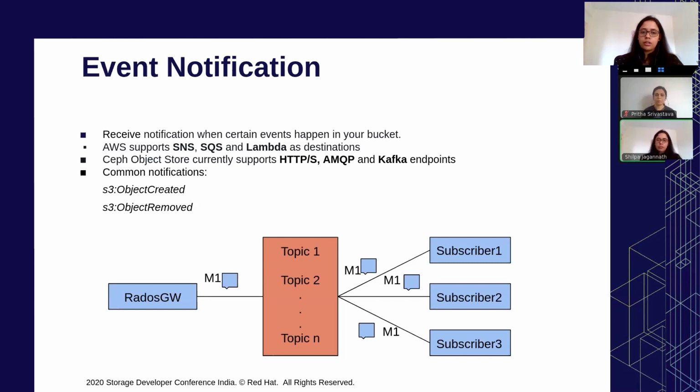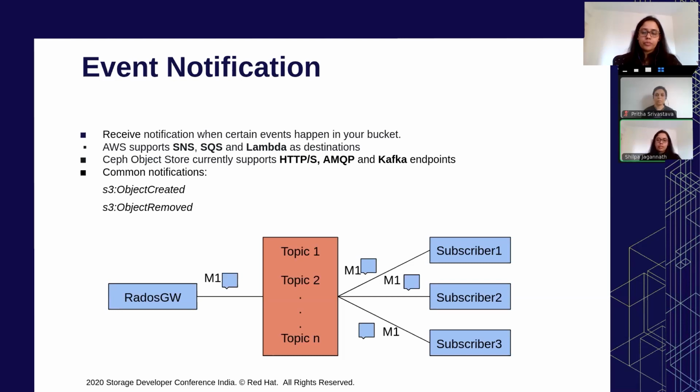Publishers communicate asynchronously with subscribers by sending messages to a topic. A topic is nothing but a logical access point and communication channel. Clients are subscribers, and they can subscribe to the SNS topic and receive these published messages using supported protocols. For example, you would want notifications for creation, like put, post, or copy types, or deletion of objects in object store. This is what we support in Ceph Object Store.